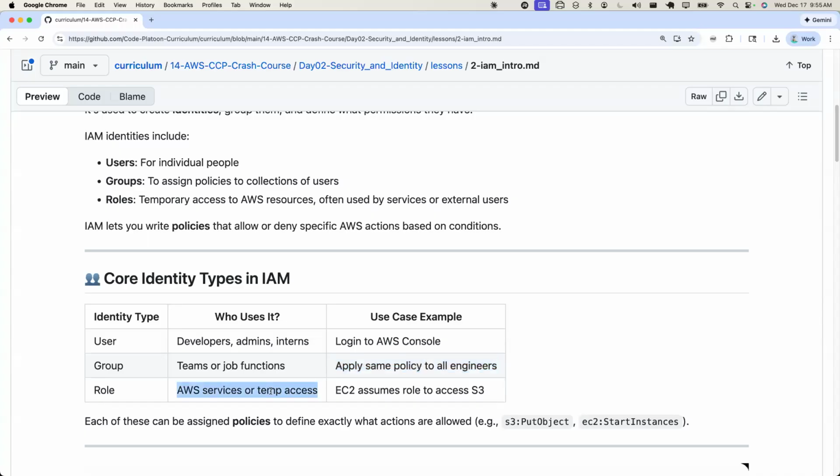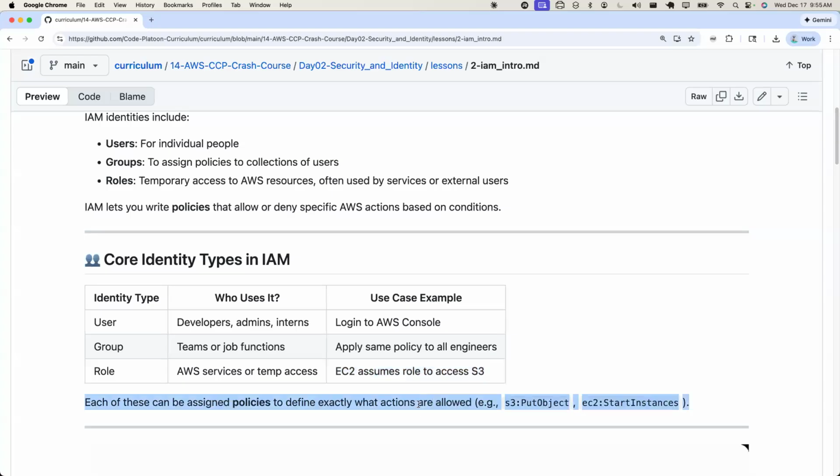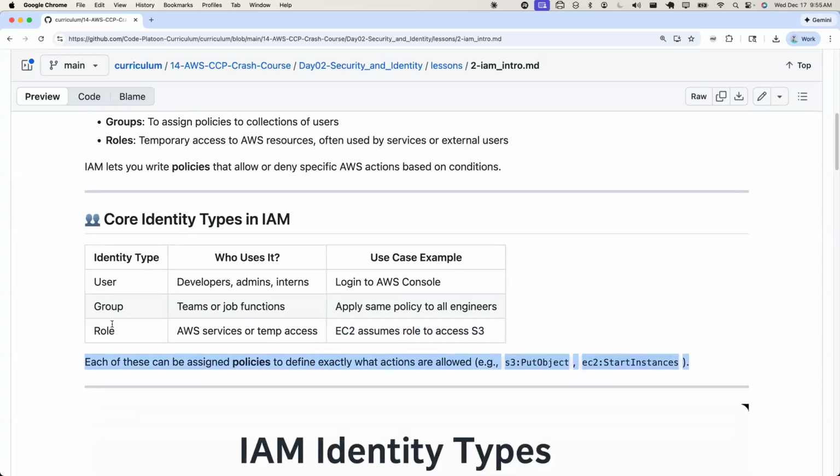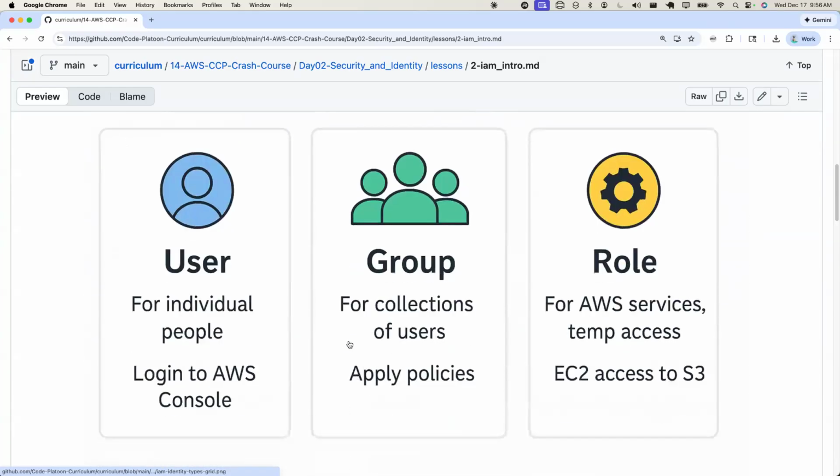And then roles are how we let code or other AWS services access things or grant temporary access. Like if I have Django running and I want to access my image server that's on an S3 bucket, I would need to create a role for it to do that. And policies are the rules that we can give to roles or groups. So again, user, group, role, and they all get policies.